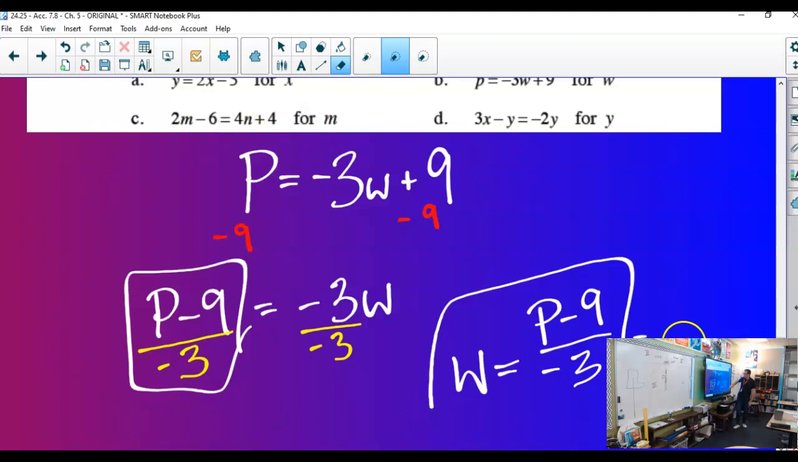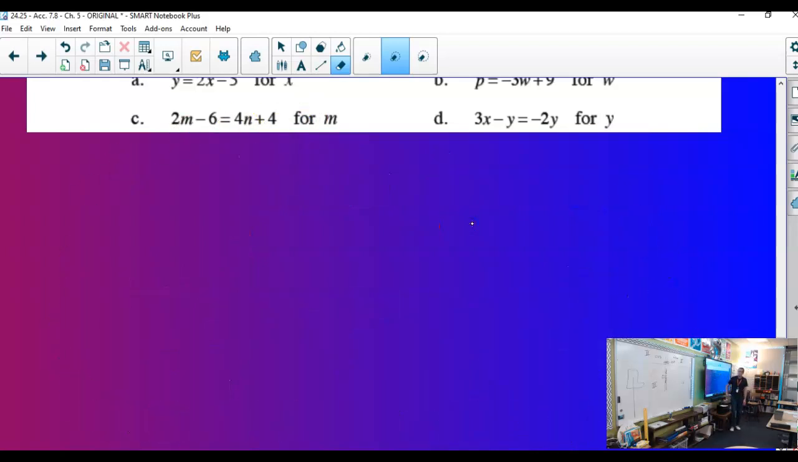We want M by itself. What would you get rid of first? The -6 by adding 6 to both sides. On both sides. Then, how do we turn 2M into just M? Divide by 2.